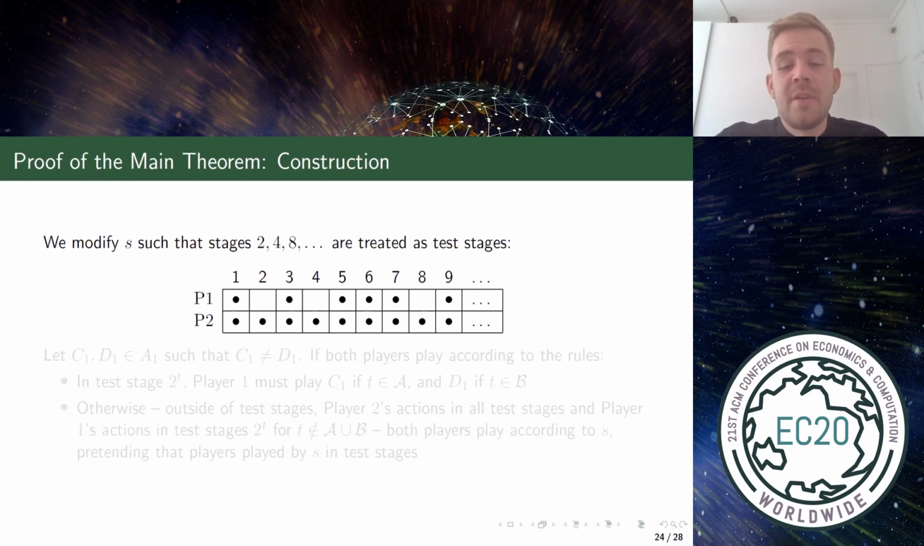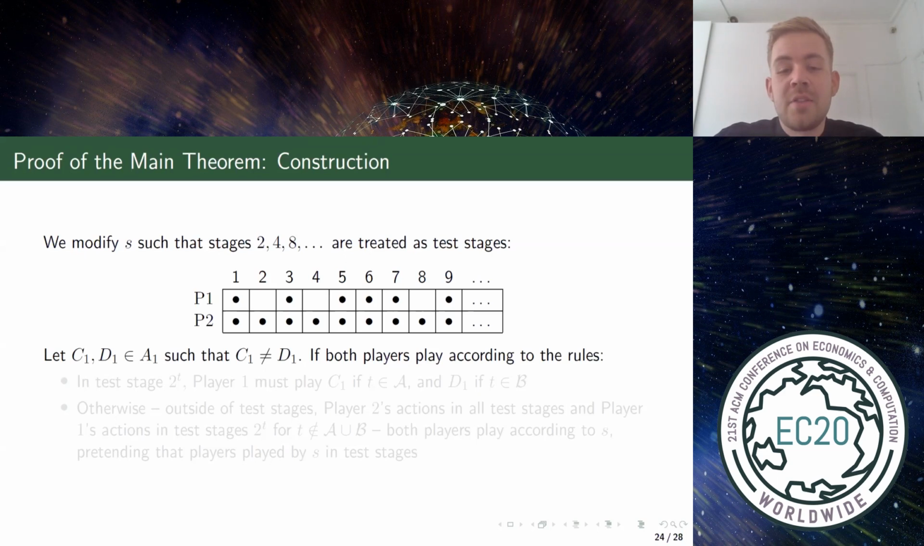Now let us modify S such that the path of play stays the same, except for the actions played by player 1 in stages that are a power of 2. Notice that if we modify the path of play only in stages that are a power of 2, or actually in any null set, the limit of means payoff does not change.